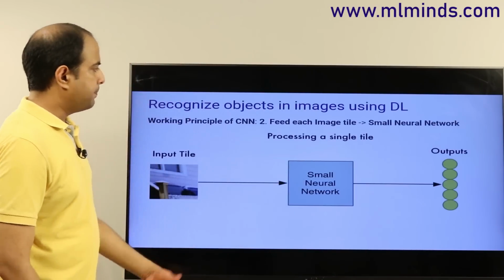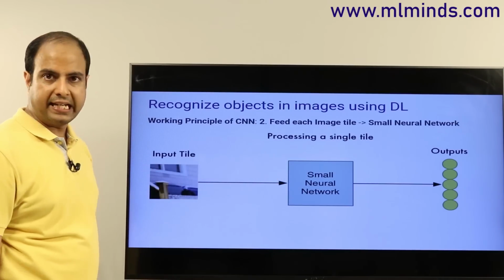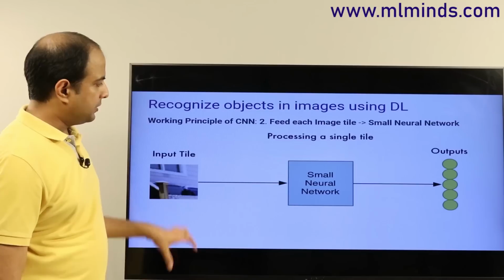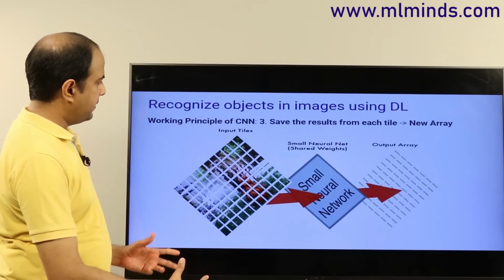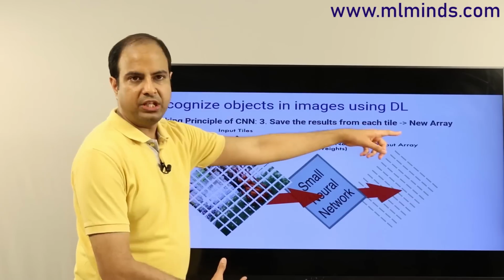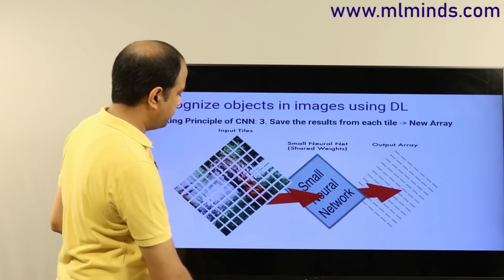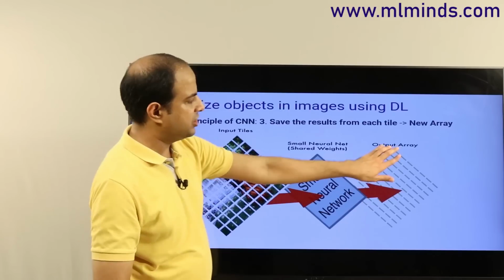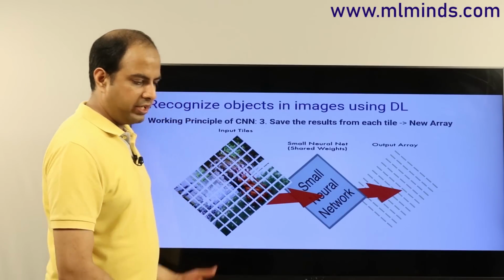So that's the nice part, that you need a much smaller neural network to be able to process a single tile. So you take the input tile, you have a small neural network, you get some outputs. And what you do is save the results from each tile into a new array. So you have these small neural networks which work on each tile, you have these small little outputs coming out from them, and you combine all of those outputs and you get an output array.